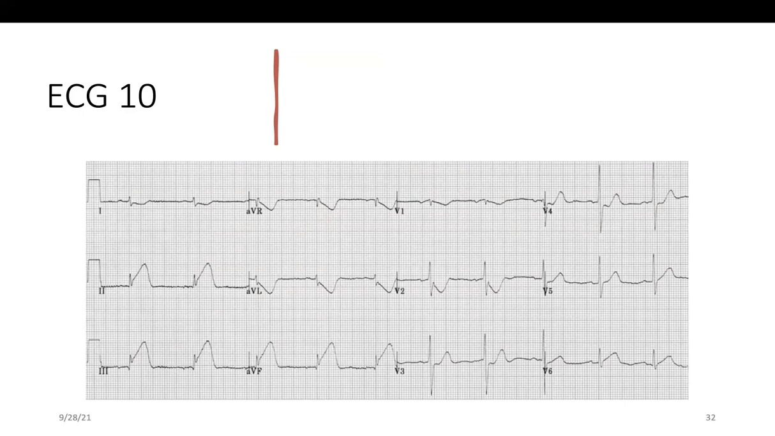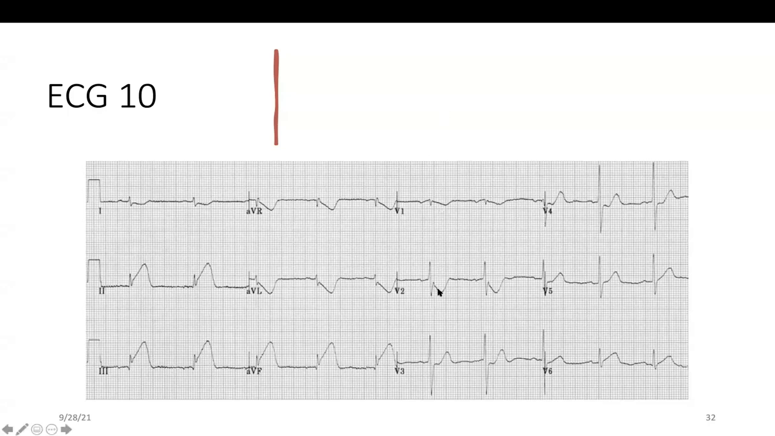This is the easy one. ST elevation in 2, 3, and even AVF, with depression in 1, AVL and V2. As we mentioned, the elevation in 3 is more than 2, with depression in lead 1, so it's going with RCA rather than LCX.